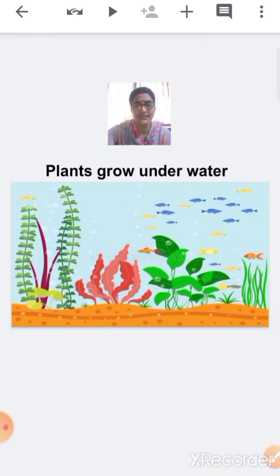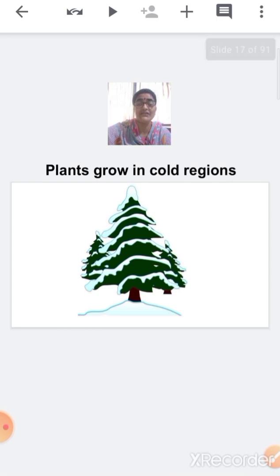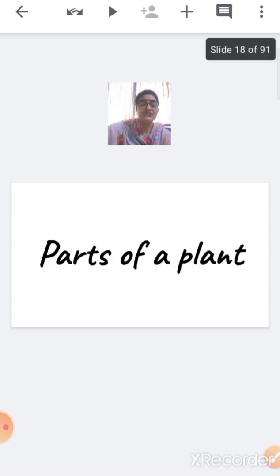And you all know, children, plants grow under the water, deep inside the sea. Okay? Yes. And plants even grow in hot regions like deserts where the sun shines very bright. There also plants grow. Yes, children. And even in cold, snowy regions, plants grow. So children, plants grow everywhere. We can see plants everywhere. Right, children?